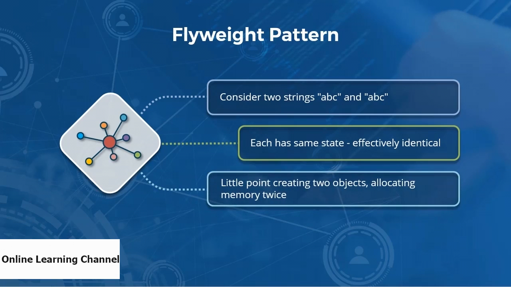There is little point in creating two objects and allocating memory for each of these strings separately. They are the exact same string. Why shouldn't you just reference the same memory location where the string is created exactly once? And really, when you think about the number of such strings that you might create when you're writing code, the flyweight pattern starts making sense.